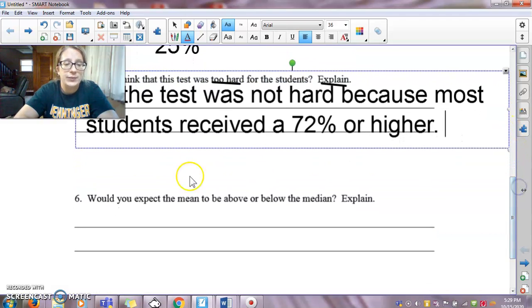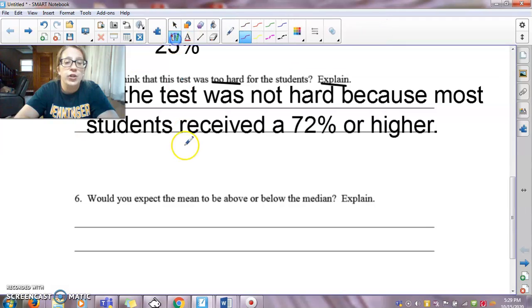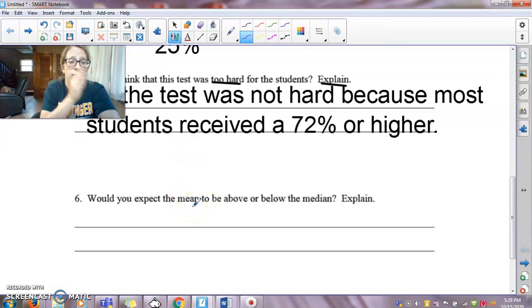Question number 6. Would you expect the mean to be above or below the median? And for those of you that may have forgotten, the mean is if I was to take every single data point and add them together and then divide by how many pieces of data there were, that would represent the average or the mean, which is another way, especially for teachers, to figure out where you guys are in terms of your work.